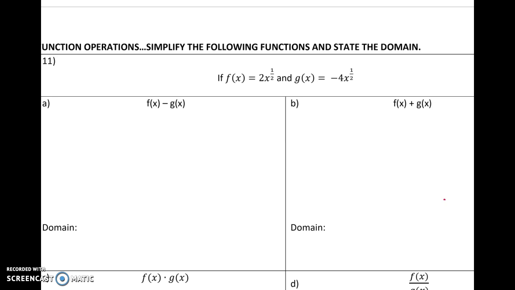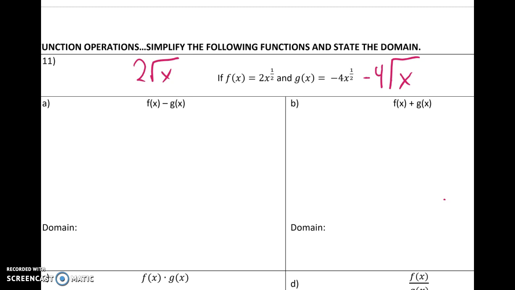So before we get into part A, I just want to remind you that a 1/2 power that you guys see here is like a square root. So it might be easier if you look at f of x as 2 times the square root of x, and the -4x to the 1/2 as -4 with the square root of x, because those square roots are going to cause domain issues. You can't take the square root of negative numbers. So first we're just going to start with subtracting.